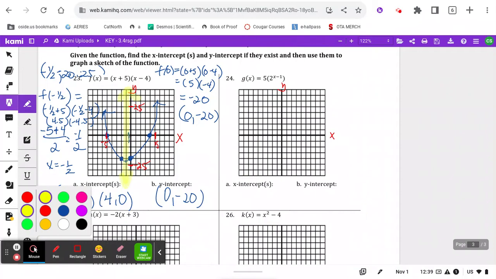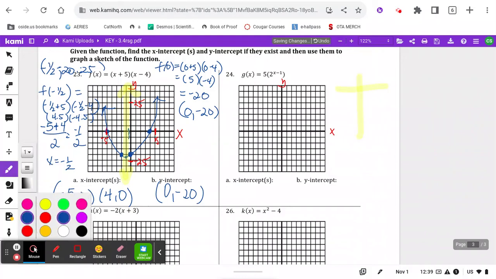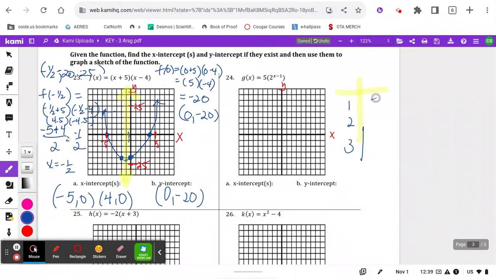All right, so that's when it's in factored form. Easy to get the intercepts, not so easy to get the vertex. Next, we have an exponential. So do a quick table for this one. How do I know it's an exponential? Notice the power. So if I plug in 1, 2, 3, we'll just throw in a couple dots. This is a function that starts at 5 and is multiplying by 2 each time. So 10 times 2 would be 20.